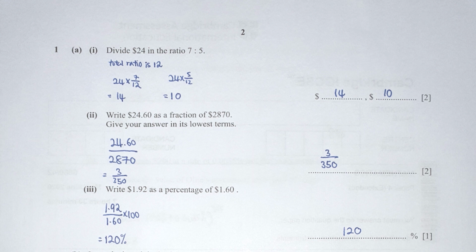So for the next part, just divide 24.6 with 2870, and then to the lowest term, your calculator will generate the answer of 3 over 350.